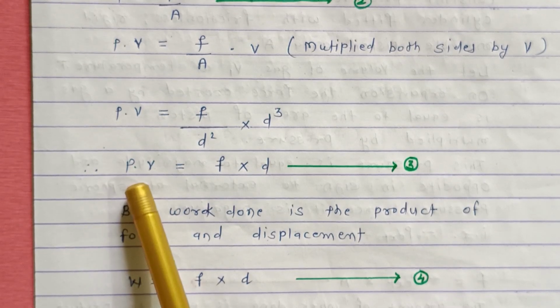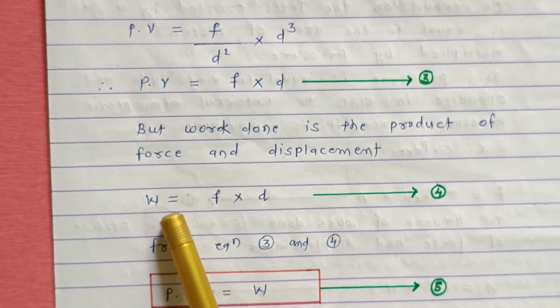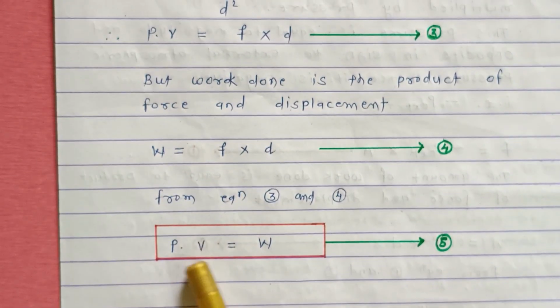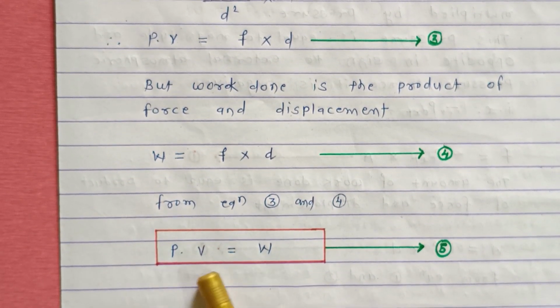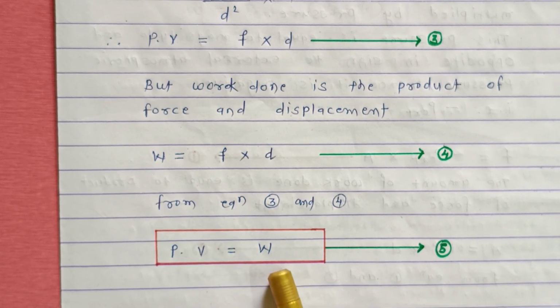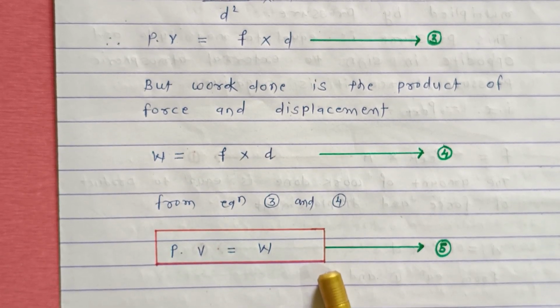Equation number 3 क्या कहता है? P into V, F into D है. But F into D का मतलब क्या है? W. इसका मतलब P into V is equal to W. इसका मतलब क्या हो गया? Pressure times volume is equal to the work. So that is the derivation we have derived. So it is very important derivation which is asked for the 2 marks.